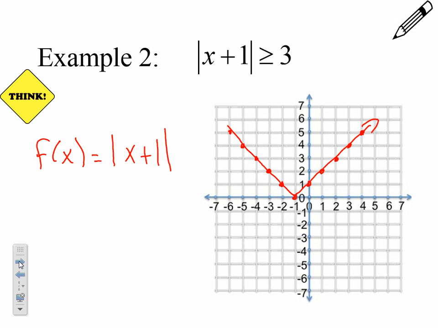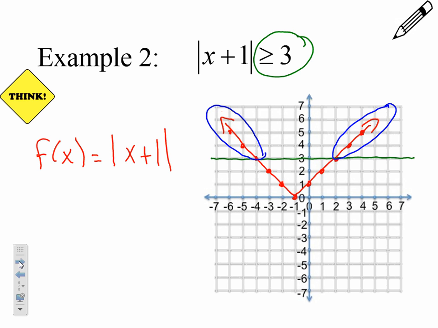Once I have my V, I'm going to look at this part here. It has to be greater than or equal to 3 this time. So I'm going to go to 3. There's my line at 3. Now it has to be above the line. What's greater than? So all of this or all of this. So I can write this one as what? x has to be less than or equal to, because that's what, negative 4, or x has to be greater than or equal to, look, there's negative 4, here is 2.